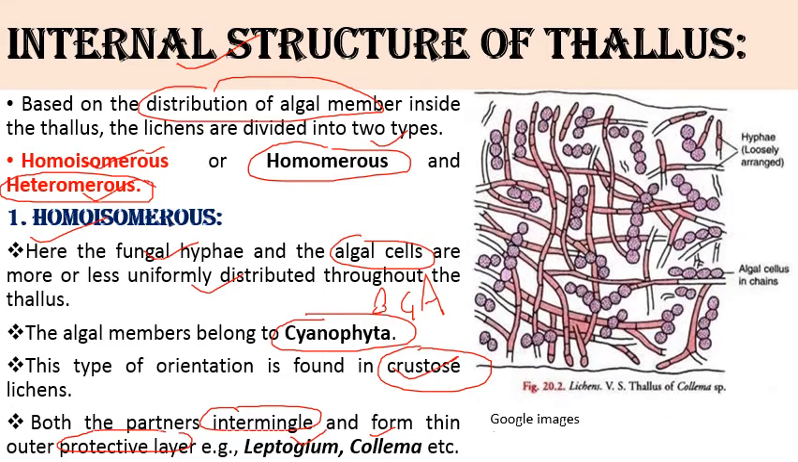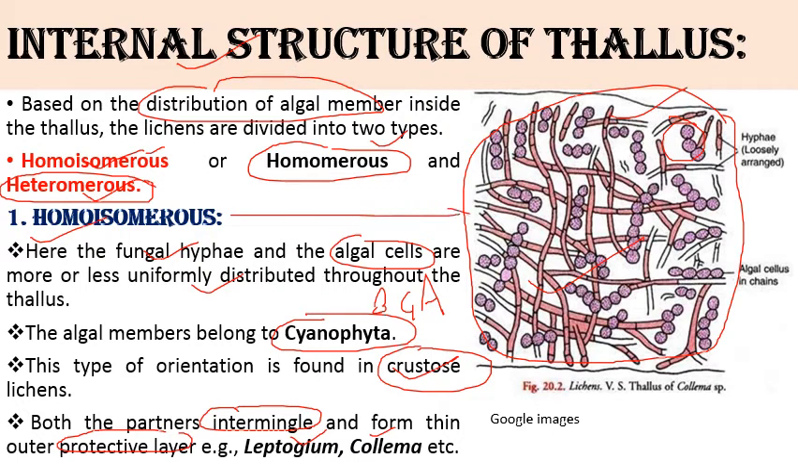And this is the picture of homoisomerous type of thallus. इसमें जो फंगल हाइफे हैं और जो एल्गल सेल्स हैं they are almost uniformly distributed throughout the thallus. पूरे थैलस में they are uniformly distributed. So that's why this is known as homoisomerous. Homo means same, iso means again same, merous distribution of algal and fungal components.